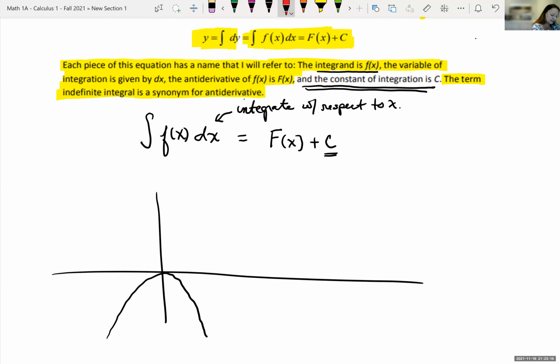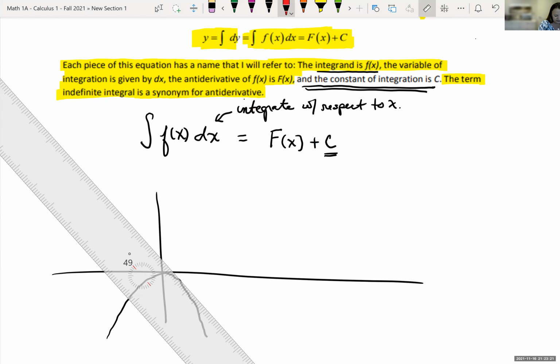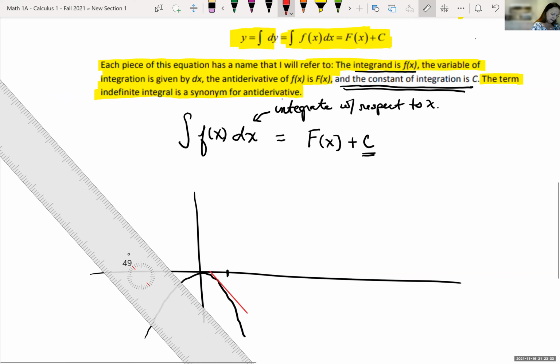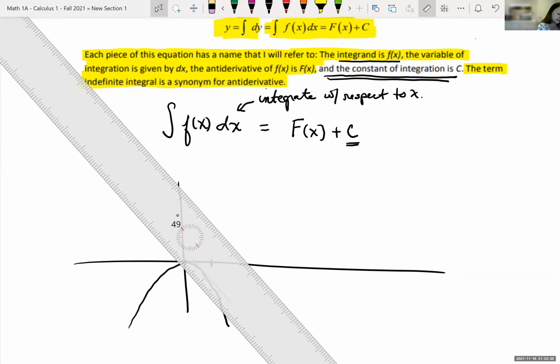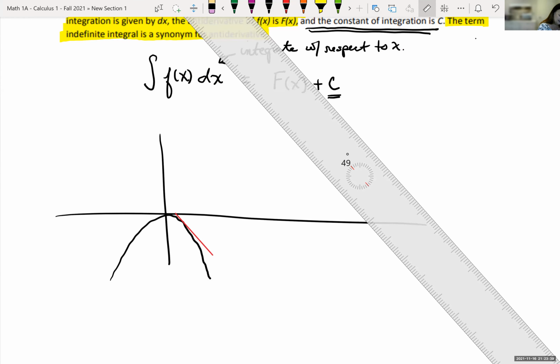If I looked at this and I took my tangent line at some point x, and I look at x right here, and I look at that tangent line. That's not on my tangent line, so I'm going to move this one other. Let's say it's right here.